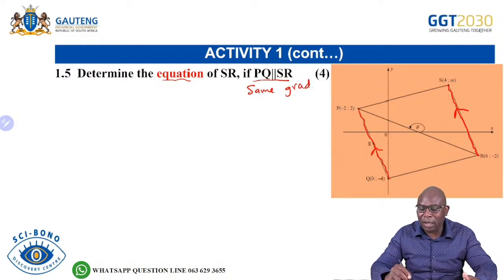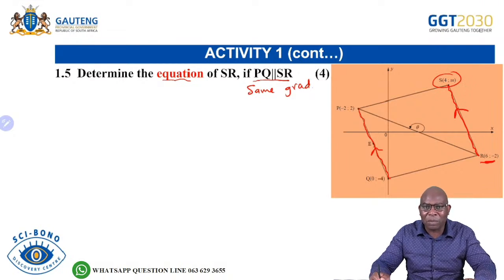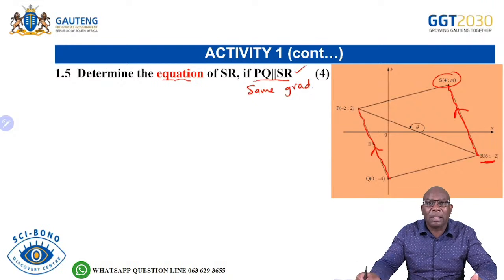So if I know the gradient of PQ, it means that I know the gradient of SR. Then I can use just that point. I can see this point is not given. You see, there's something missing in that point. This y value is not there, so I cannot say I want the gradient of that line. But that information is a hint, use that hint to do that. The hint is that this line is parallel to that.